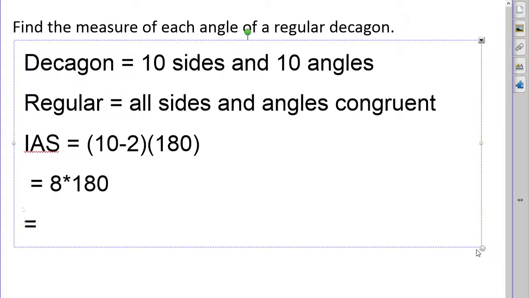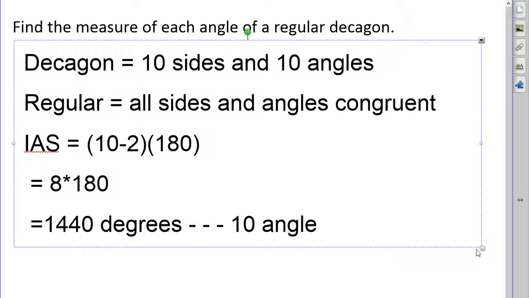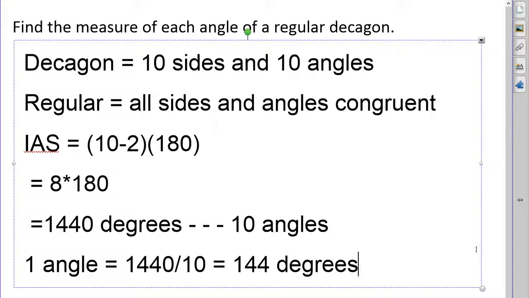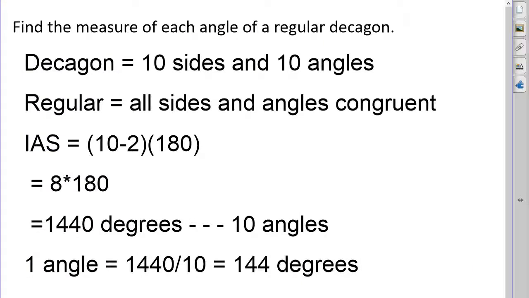Which is equal to 800 plus 640, 1440. But that is 10 angles. So divide 1440 by 10, 1 angle equals 1440 divided by 10, 144 degrees. Now there's more to interior angles in this, but that's enough for the video for this. The next thing we're going to do is switch to exterior angles.